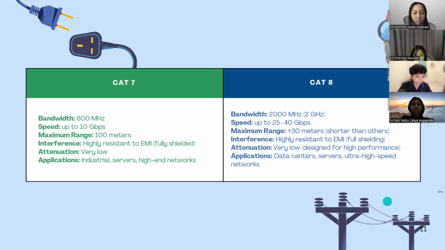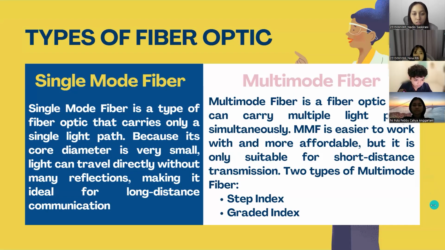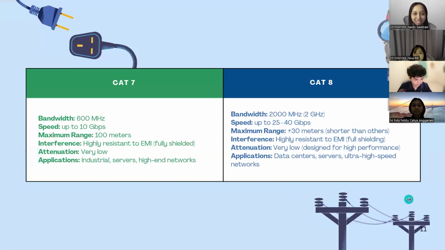And next, we move on to Cat 8. As you can see right here, it has a bandwidth of 2000 megahertz, and the speed can reach 25 to 40 Gbps. However, the maximum distance is shorter, around 30 meters. And it is used in data centers and servers.